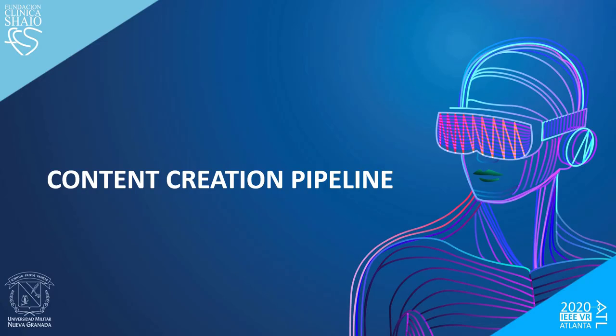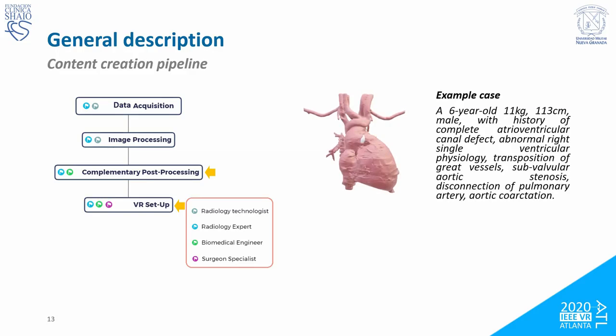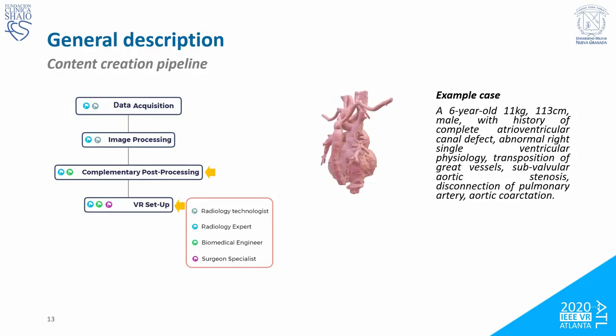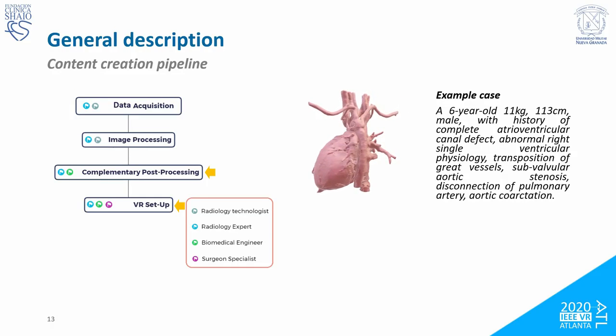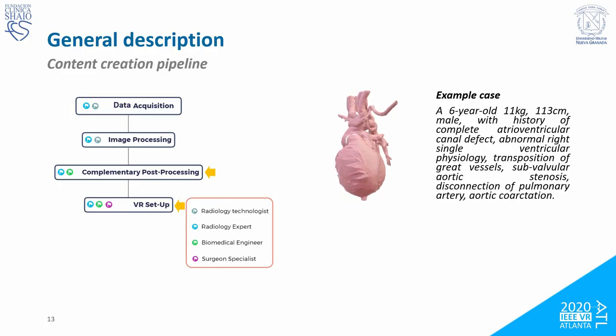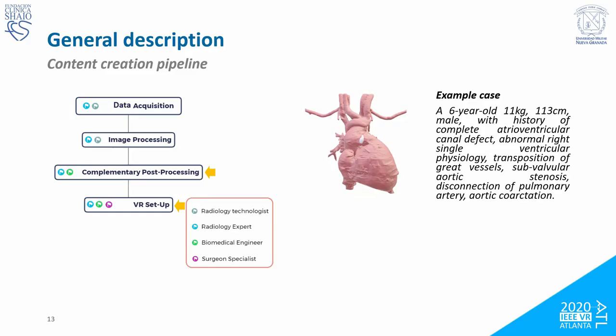Here we have a general description of our work in the content creation pipeline. Our pipeline is conformed by 4 stages, where our contribution is mainly present in the 2 last steps. We also define the participation of the professionals in every stage of the process. The pipeline involves the image data acquisition from the patient, the image processing, complementary post-processing, and virtual reality setup.